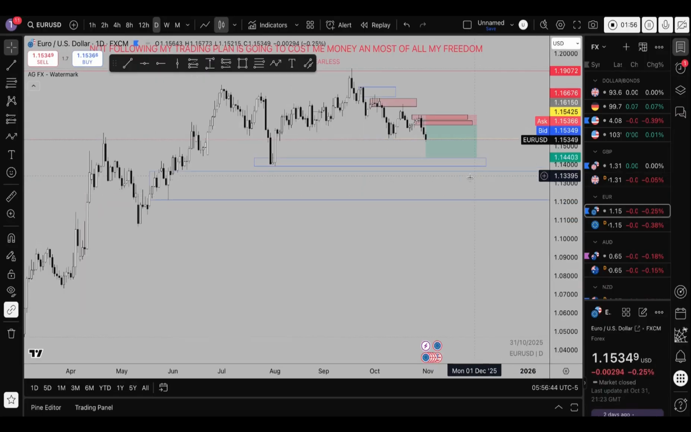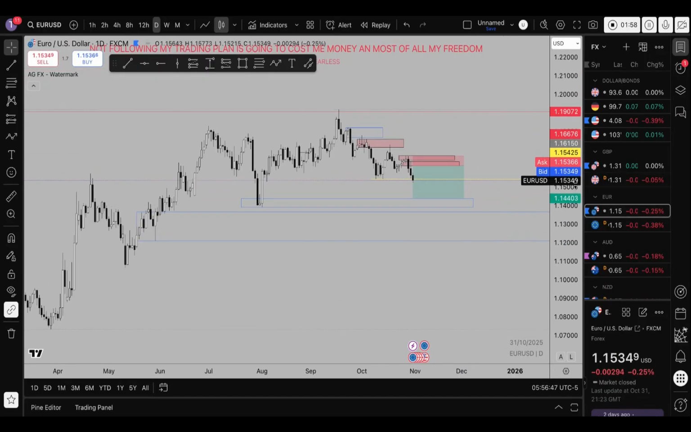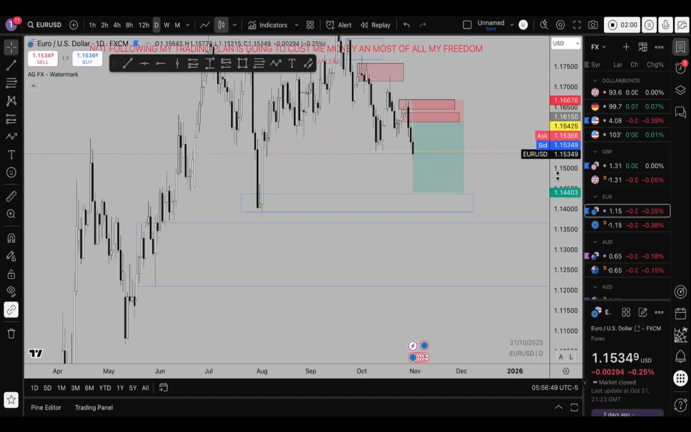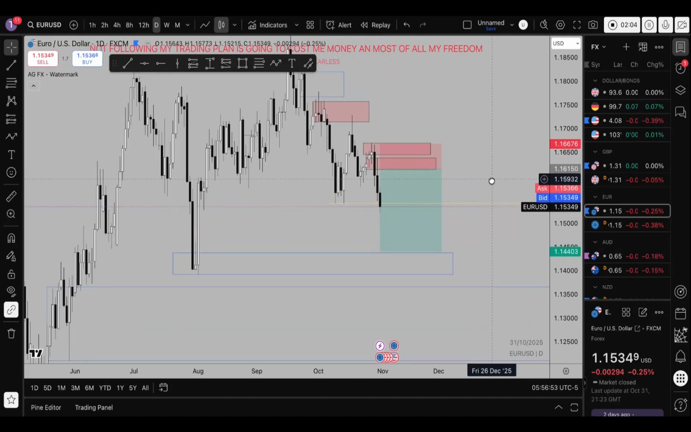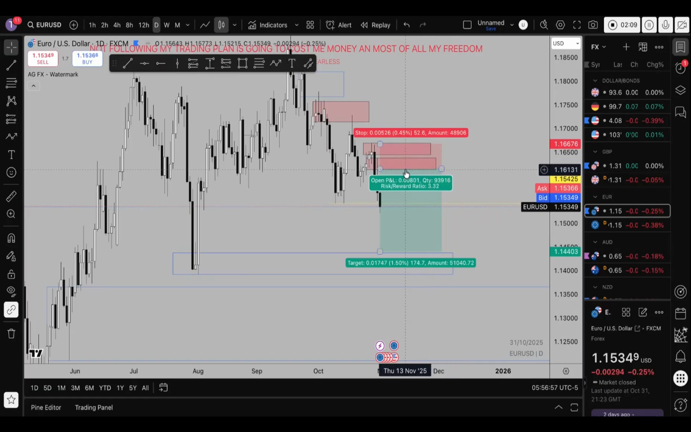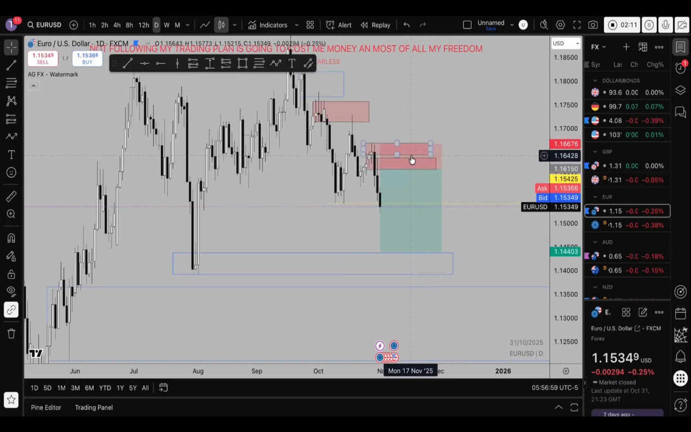For EU, this is what I'm looking at. I have two zones marked out. So my entry is here. I'm looking for my entry here, but I've marked out here to see if price would go that deep also.